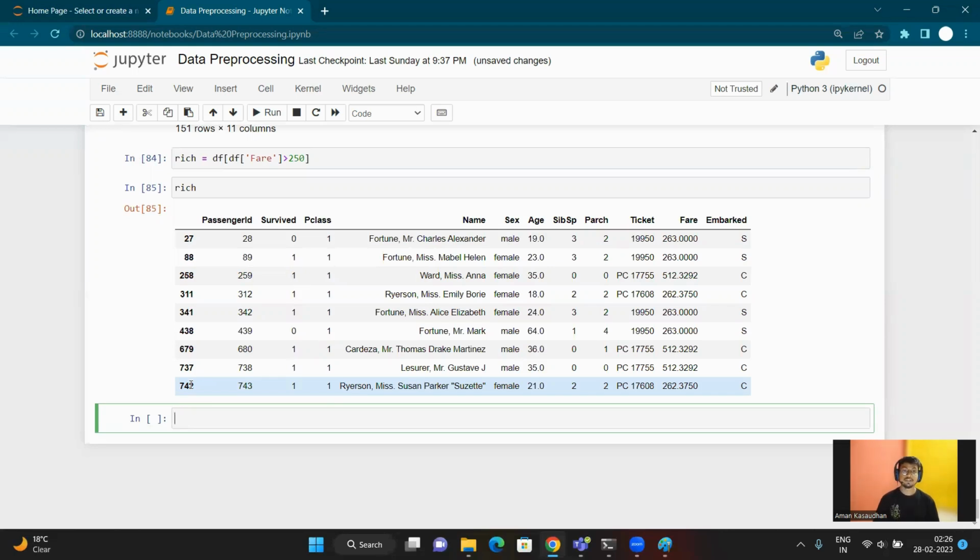Okay. Now let's take out the percentage of the people who survived in these cases. So first of all, let's take out the poor people. So for poor people, poor percentage of survivation.